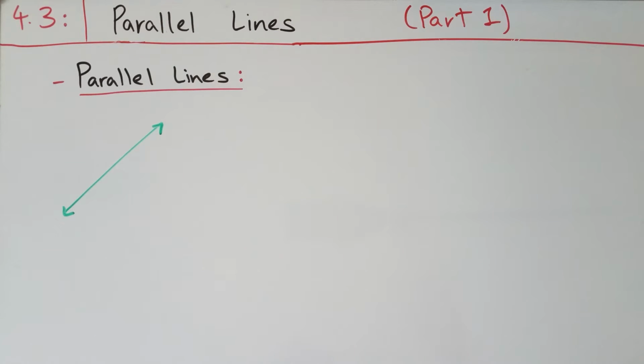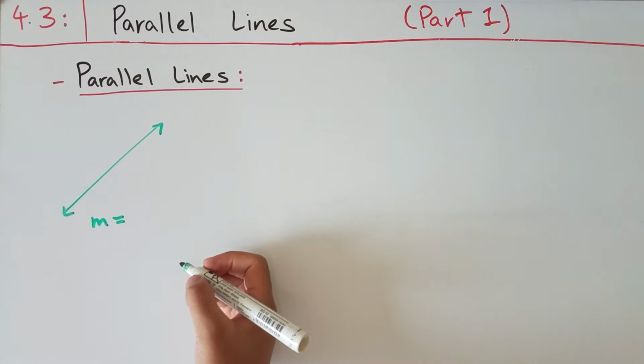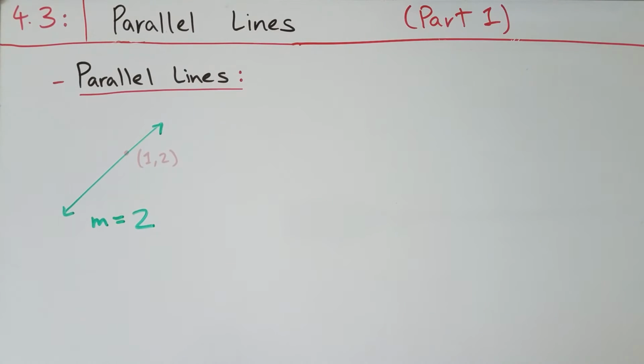Well, I think that the best representation of parallel lines is to look at a line graphically. So let's say that you had this green line that I've graphed, and it had a slope of m, which denotes the slope, and that m value was 2 for this line. And let's say that this line passed through a point marked in the red point 1, 2. Let's say that you plotted another green line, just like the previous one with the slope of 2. Are these lines equal to each other?